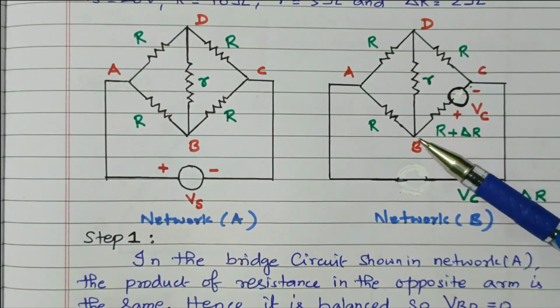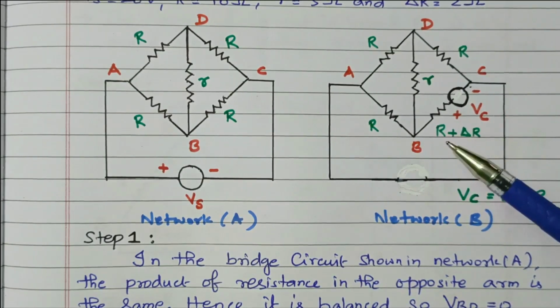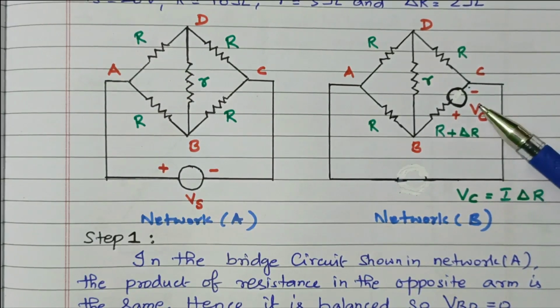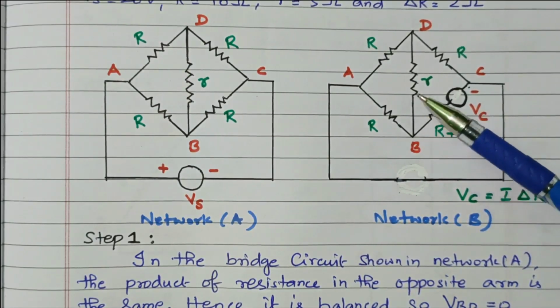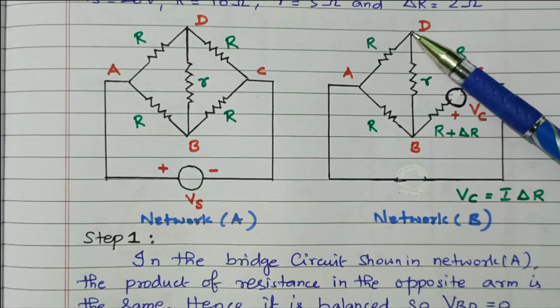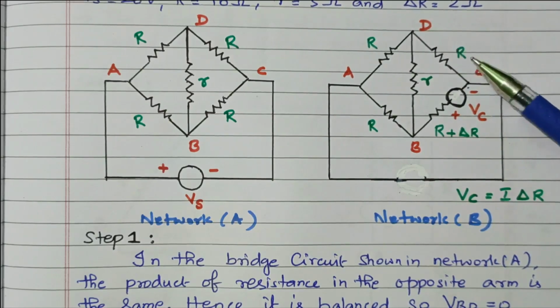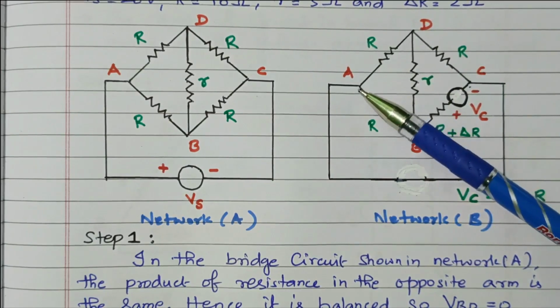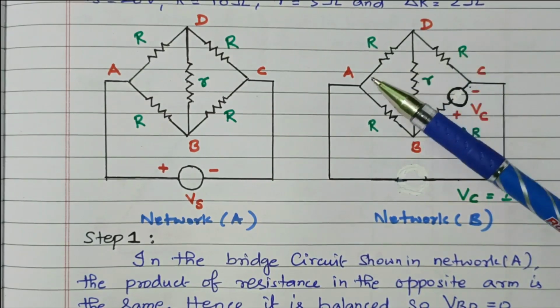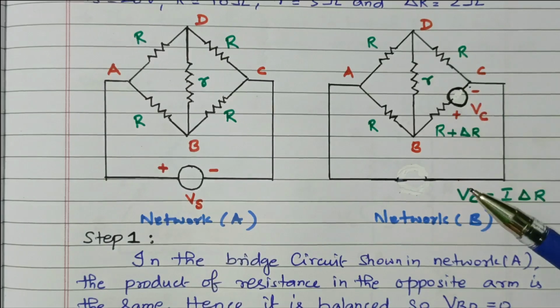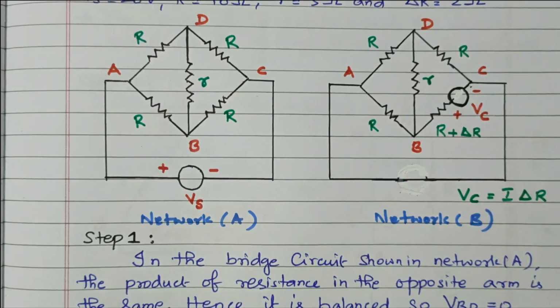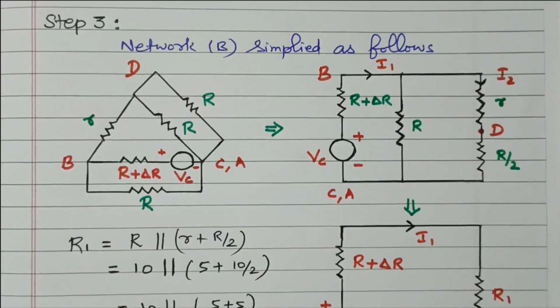First we will refer to BC. In BC we have R plus delta R and the voltage source. In that we have one more resistor, BD. Then between C and D one more resistor. This C and A is same. So between C, A and D also one more resistor is available. Now we'll see the simplified diagram. Now we are able to understand clearly.